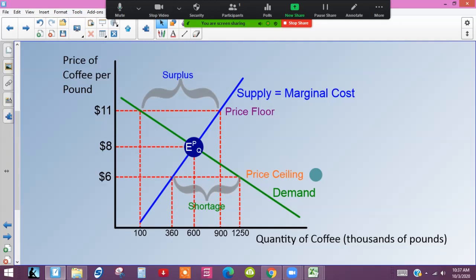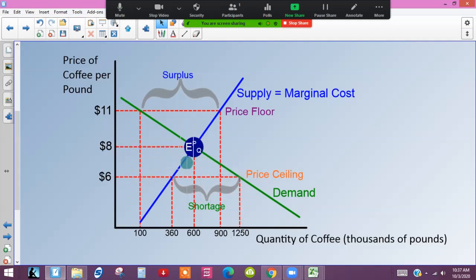Producers cannot charge over $6 a pound for coffee. So that would be a price below market. So when the price is lower, you've got an increase in demand. So you would have a movement down the demand curve from here.